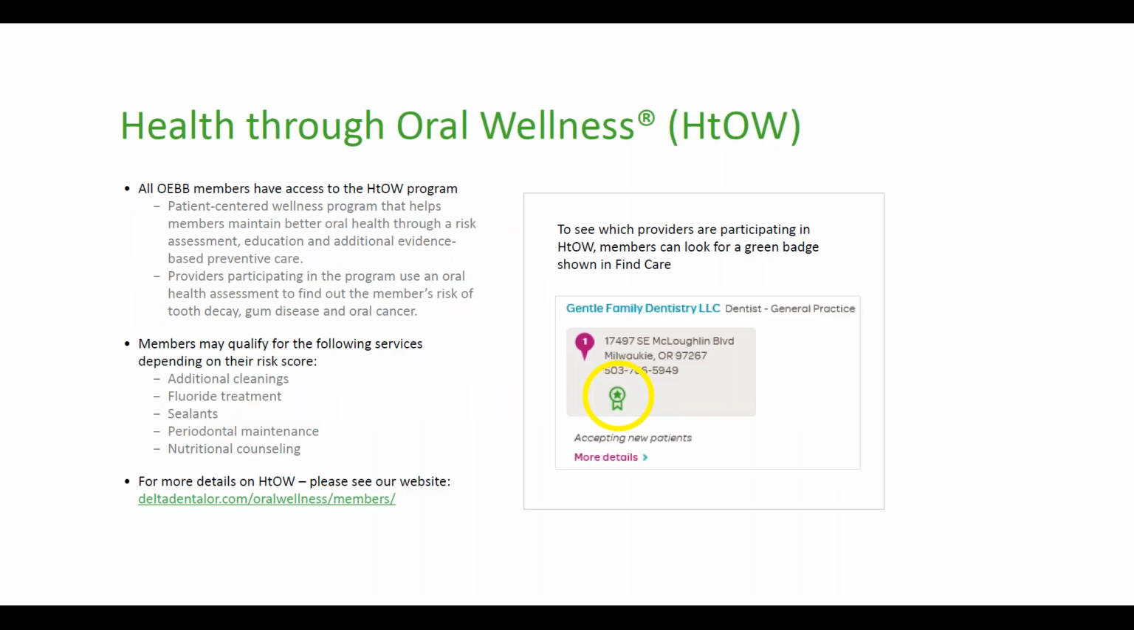As a Delta Dental OEBB member, you have access to our Health Through Oral Wellness program. What that does, providers participating in the program use an oral health assessment to find out the member's risk of tooth decay, gum disease, and oral cancer. Depending on your risk score, you may qualify for additional cleanings, fluoride treatment, sealants, periodontal maintenance, and nutritional counseling. To see if your provider is participating, just see if they have that green badge you see here.